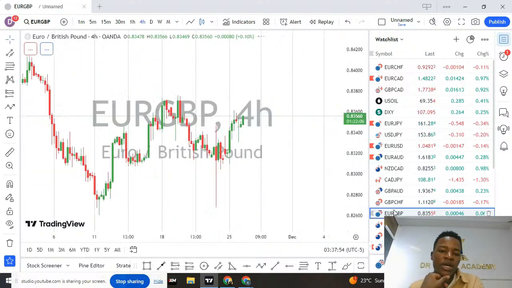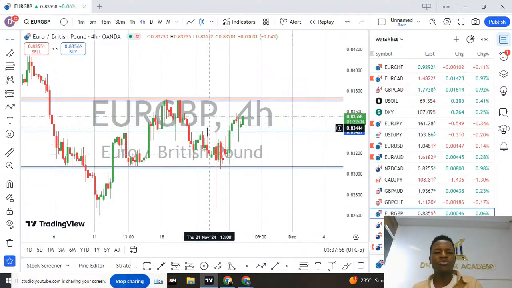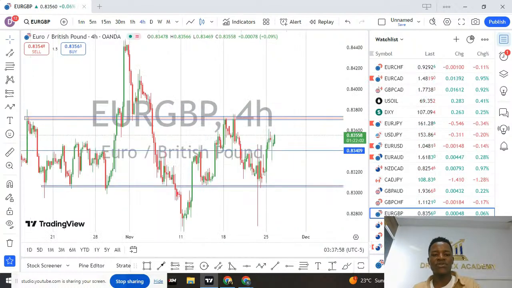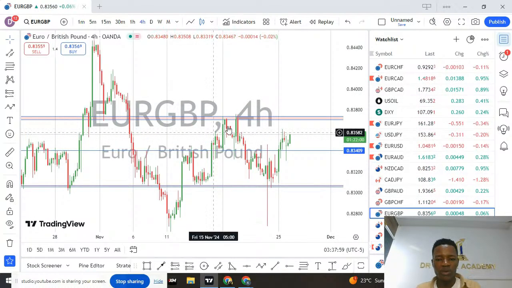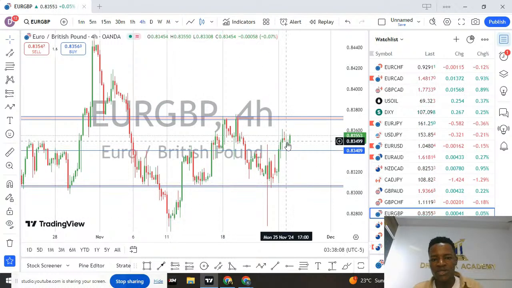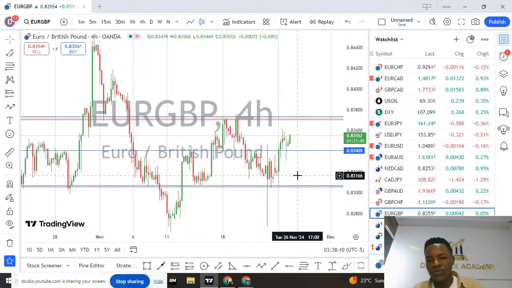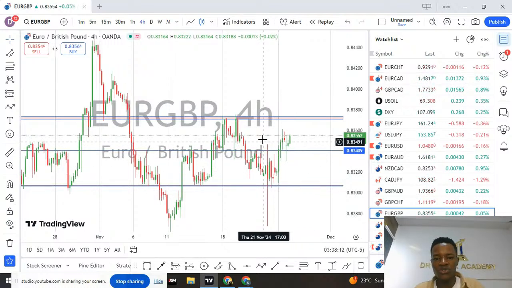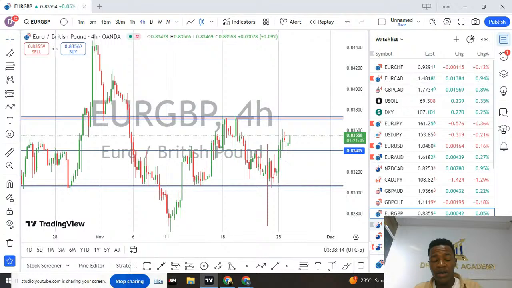EURGBP, is this the pair that had both inverse head and shoulders? Yes, we didn't have a view on it because we have been looking forward for this market to break. Yeah, it has already broken. Which area? It had a head and shoulder, and then a head and shoulder. So we were looking for this market to break one of the sides so you can have a clear direction on it. EURGBP, leave it aside.